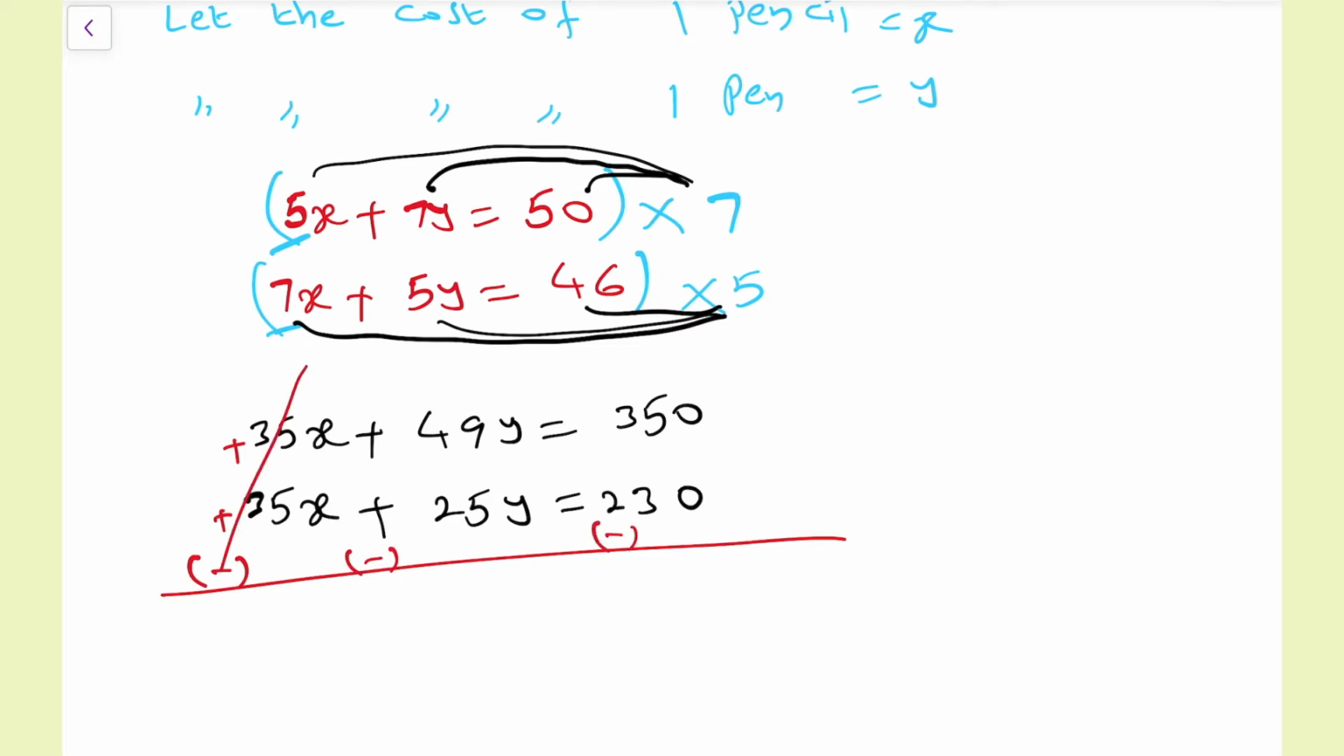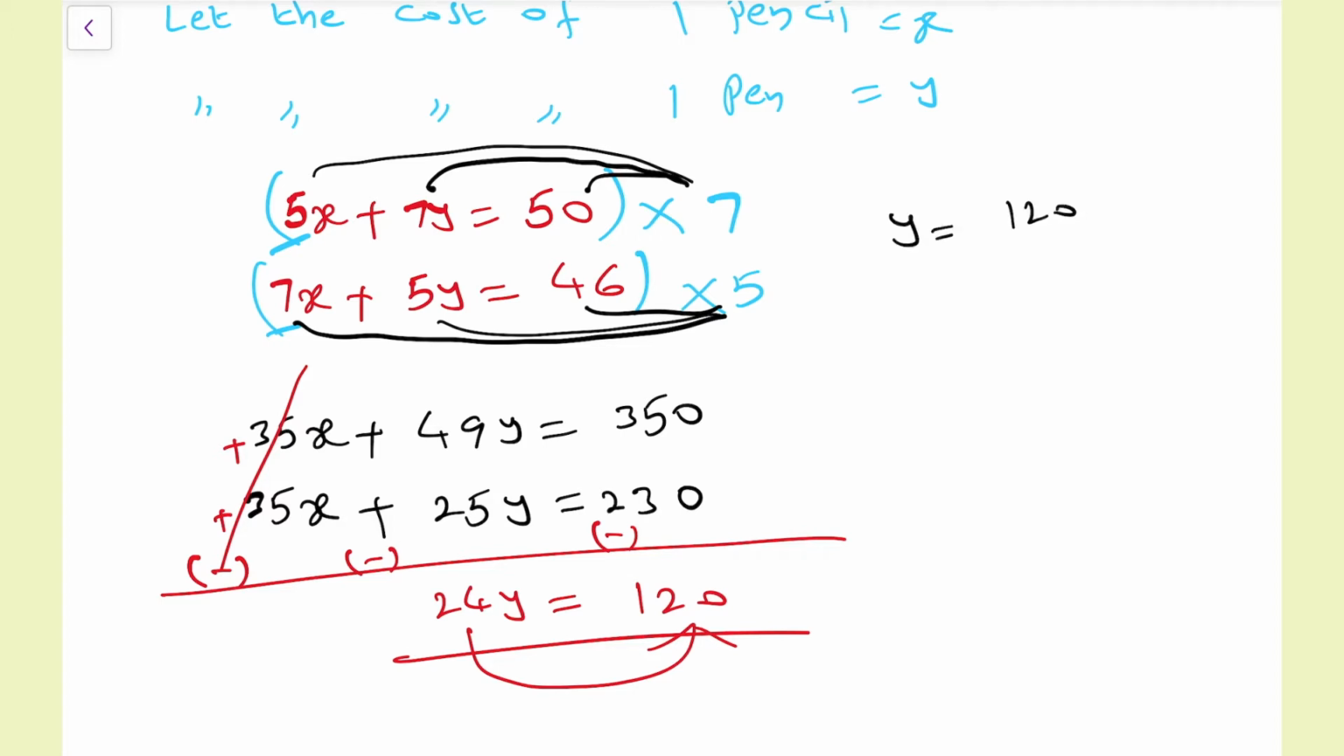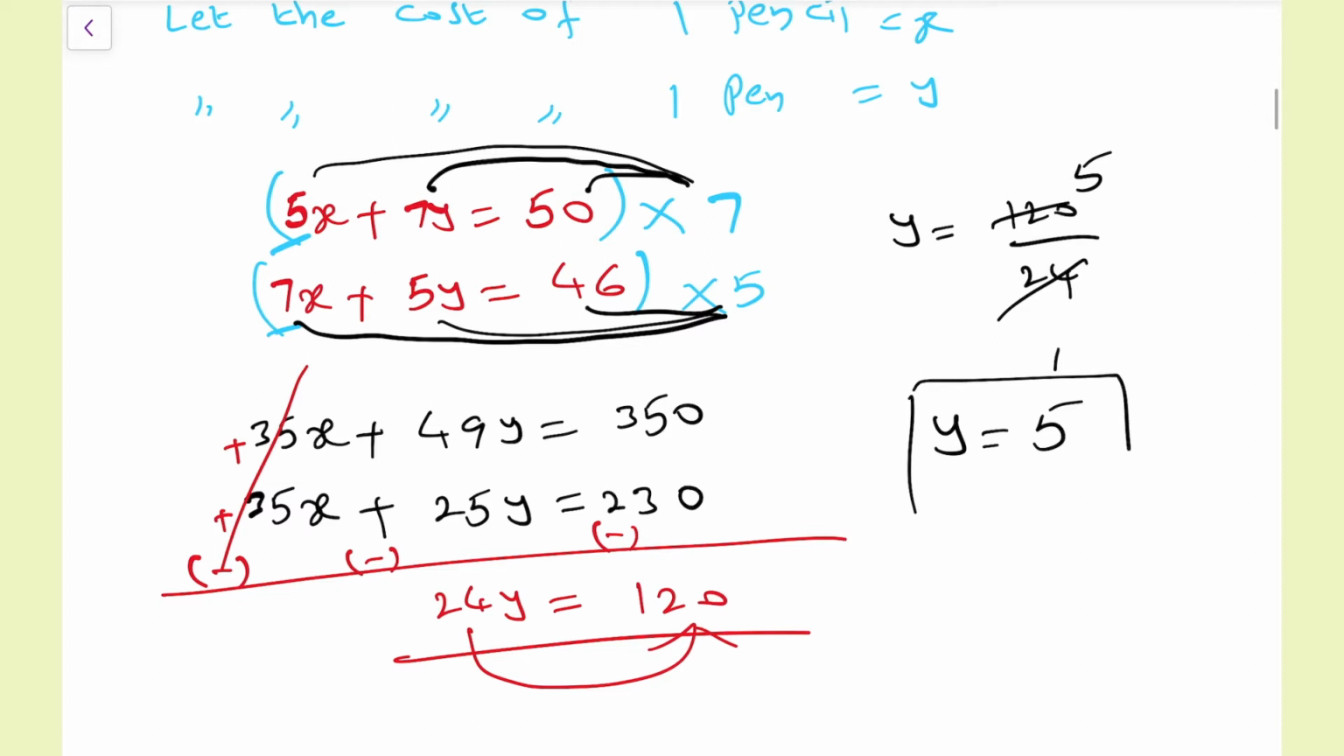Then 49y minus 25y, just subtract the numbers. 49 minus 25 is 24. Keep y as it is, equals 350 minus 230, 120. We need to find out the y value, so take 24 to the right side now. So what it will become then? y equals 120 divided by 24. 24 ones are 24, 24 fives are 120. So y value we got as 5.